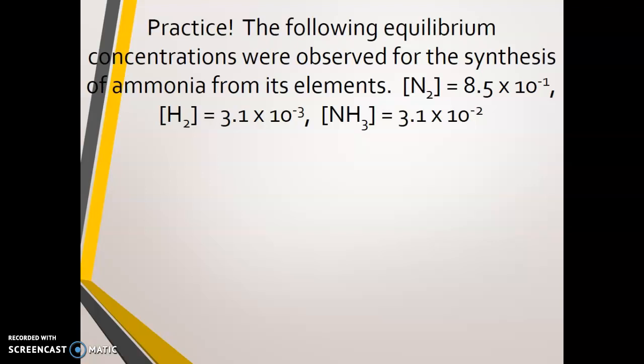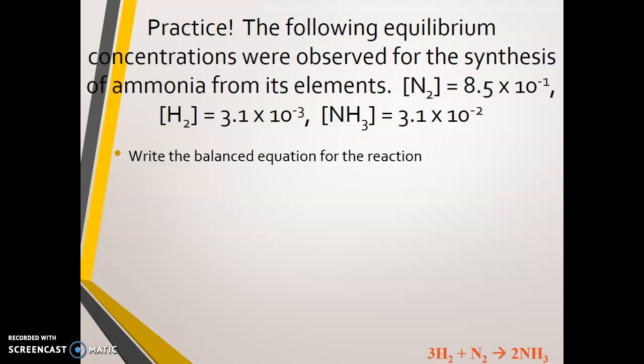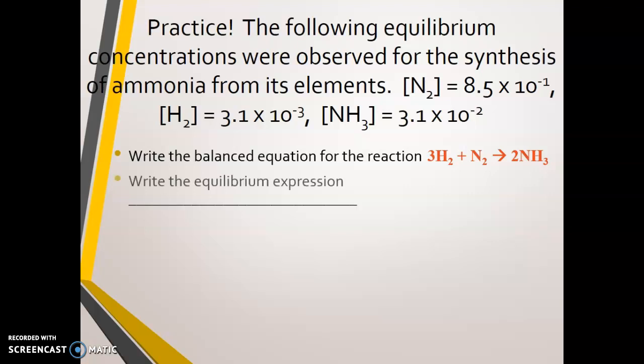So let's take a look at an example with calculating the value for K. It says the following equilibrium conditions are observed for the synthesis of ammonia from its elements. Write the balanced equation for the reaction. Synthesis forming one product, which is ammonia. Here is our balanced equation: 3 moles of hydrogen react with 1 mole of nitrogen to produce 2 moles of ammonia.